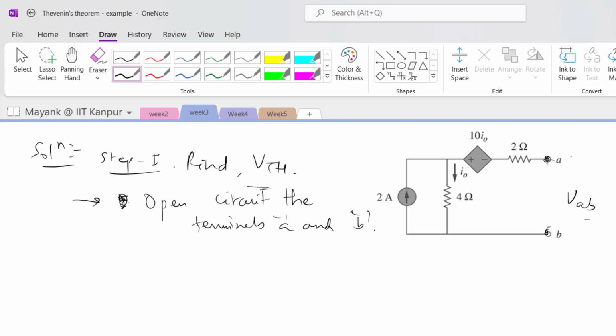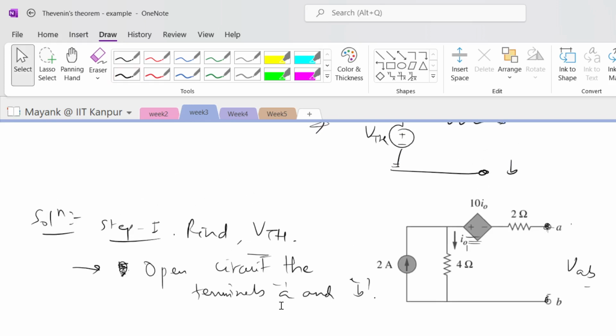So you see that there is a dependent source here, right? It's a voltage source, dependent voltage source. Correct? So the voltage source is plus here, minus here. Let's say this is voltage V. So what is this voltage? This voltage is given by V is equal to 10 times I naught, and I naught is flowing here, right? So what is the current that is going to flow in this particular 4 ohm resistance, in this particular scenario?